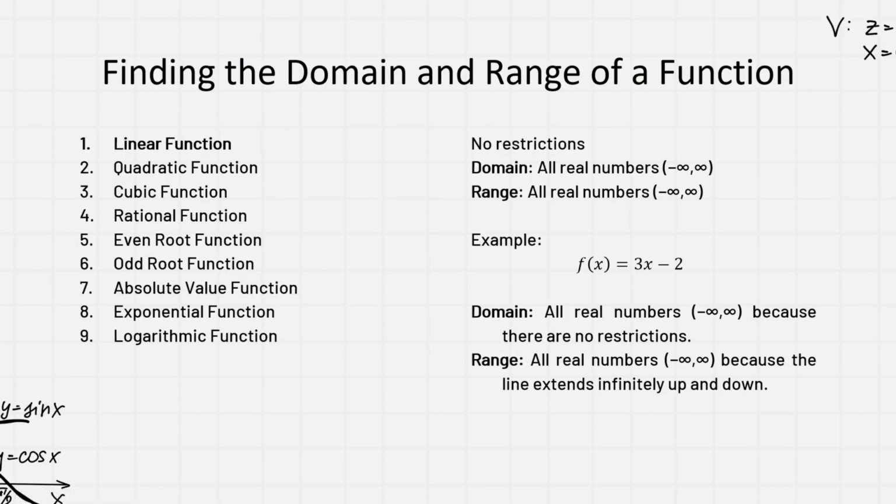So let us first start with linear function. The domain and range of a linear function are all real numbers. There is no restriction. An example of this, so we have f of x equals 3x minus 2, and as you can see that is linear because the degree of the leading term, which is 3x, is 1, and from that we can say that the domain and range are all real numbers.